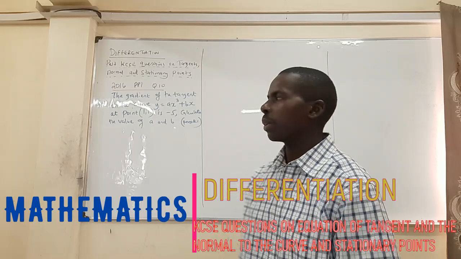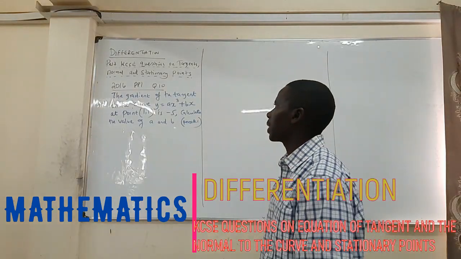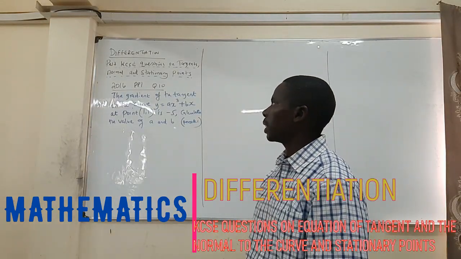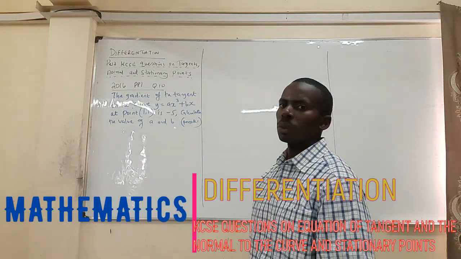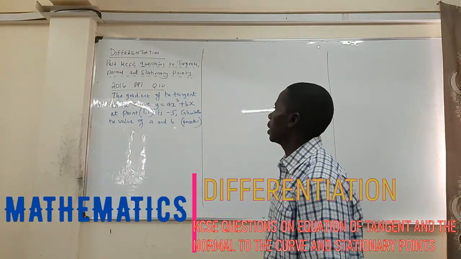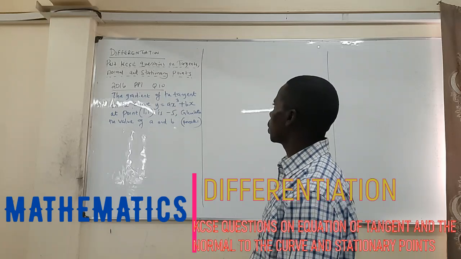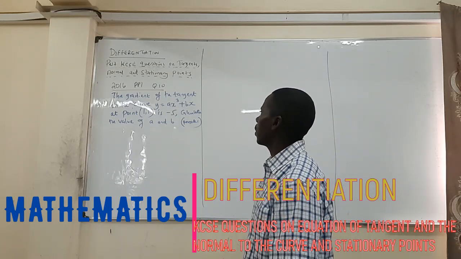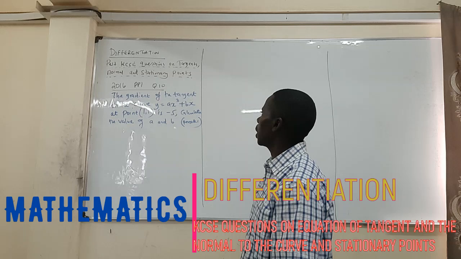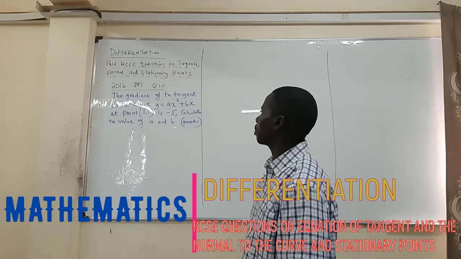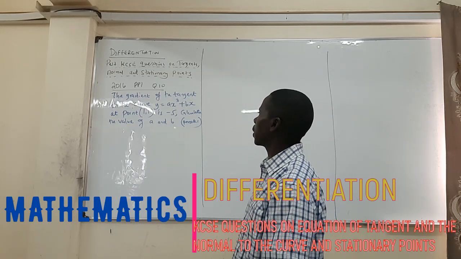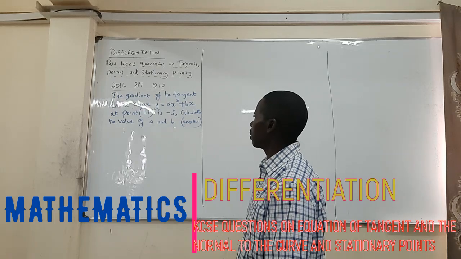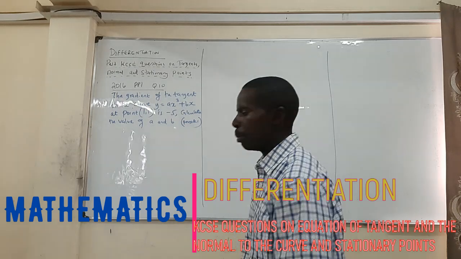So we're going to start with a question, 2016 KCSE Paper 1, question 10, and it reads: the gradient of a tangent to the curve y equals ax cubed plus bx at the point (1, 1) is minus 5. We have to calculate the values of a and b.